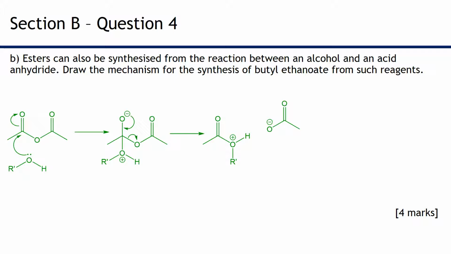And so you can be left with, again, two charged species here. Now the ethanoate, the negative charge there, can be used to abstract a proton from our positively charged species, and that then results in forming the ester and a carboxylic acid product as well. This question is worth 4 marks, and that's about 1 mark for every correct step or every correct stage in this reaction mechanism.